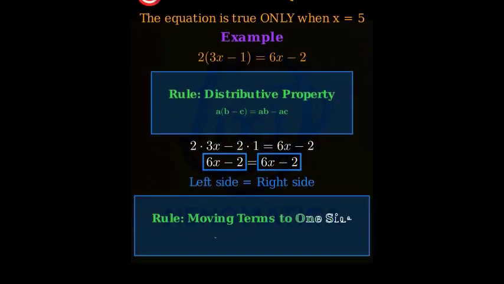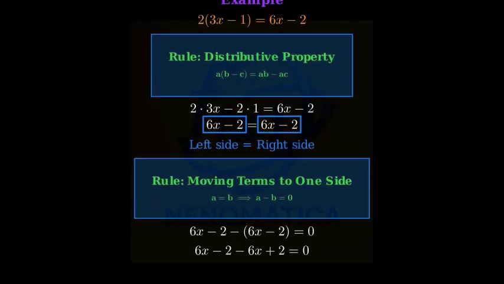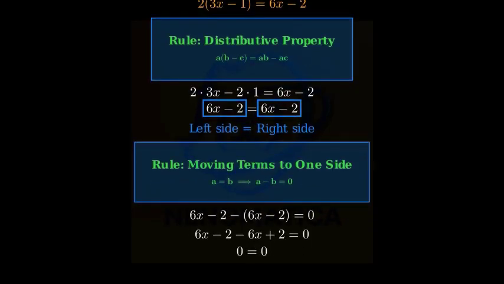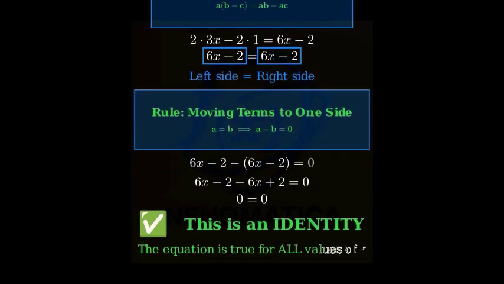Let's verify this by moving all terms to one side. 6x minus 2 minus 6x plus 2 equals 0. This simplifies to 0 equals 0, which is always true. Therefore, this is an identity because it's true for all values of x.